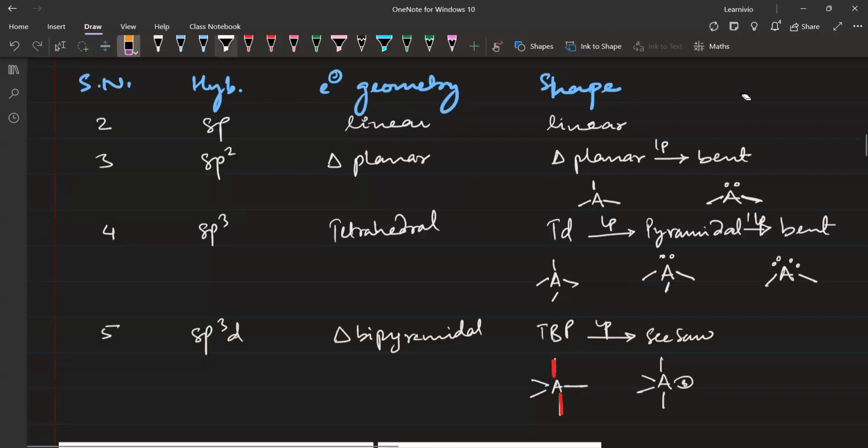ठीक है, if I am going to add one more lone pair, then what's going to happen? If we add one more lone pair, then I am going to add 2 lone pairs in the equatorial position. We'll have A. So here, in these 2 places I have added the lone pairs. Now this is the shape. Here we have the bonds, and it is going to be T shape.